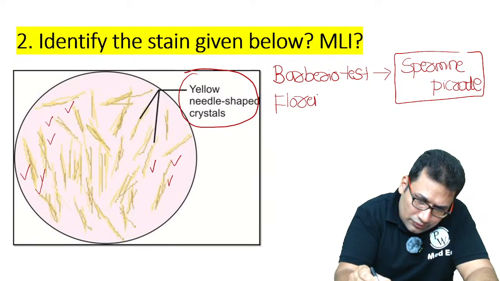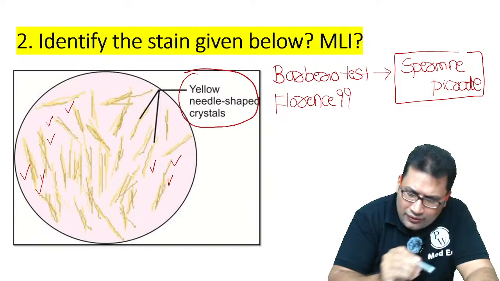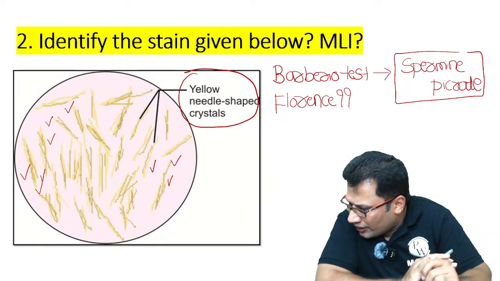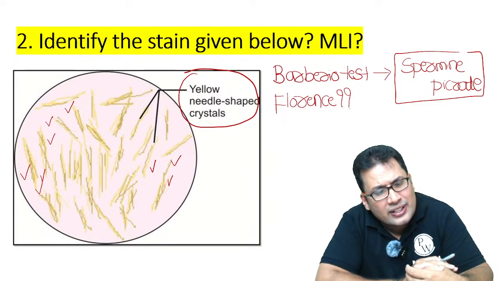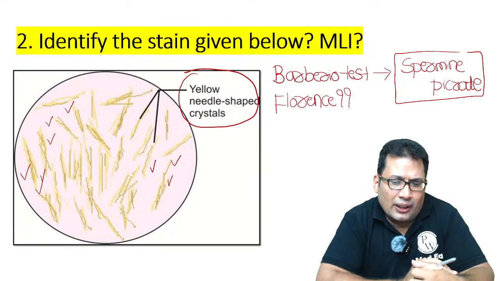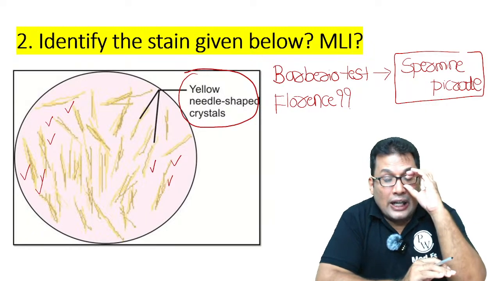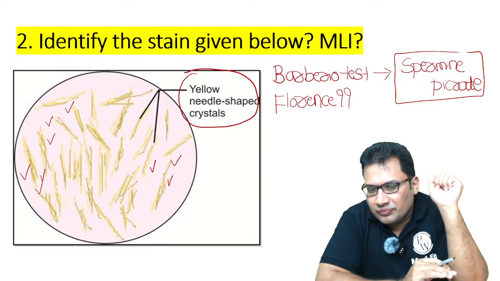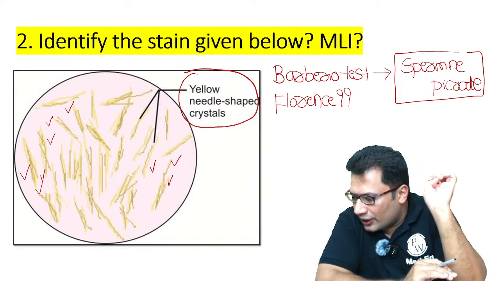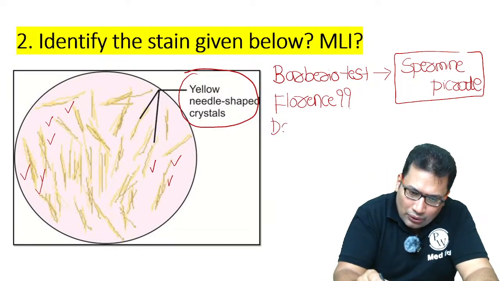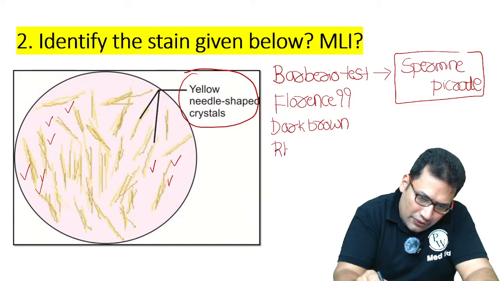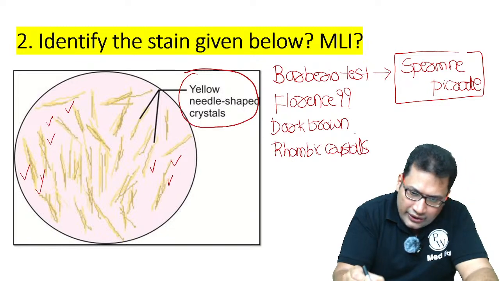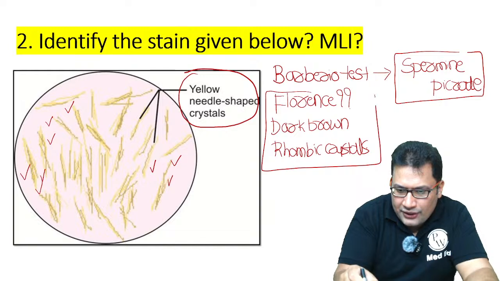Florence. So what is the finding in Florence test? Sumana De, batao. What is the finding in Florence test? Florence test is also done in case of seminal stain. We use potassium iodide solution in this Florence. So in Florence it is dark brown rhombic crystals. Rhombic crystals. So this can be your examination question.